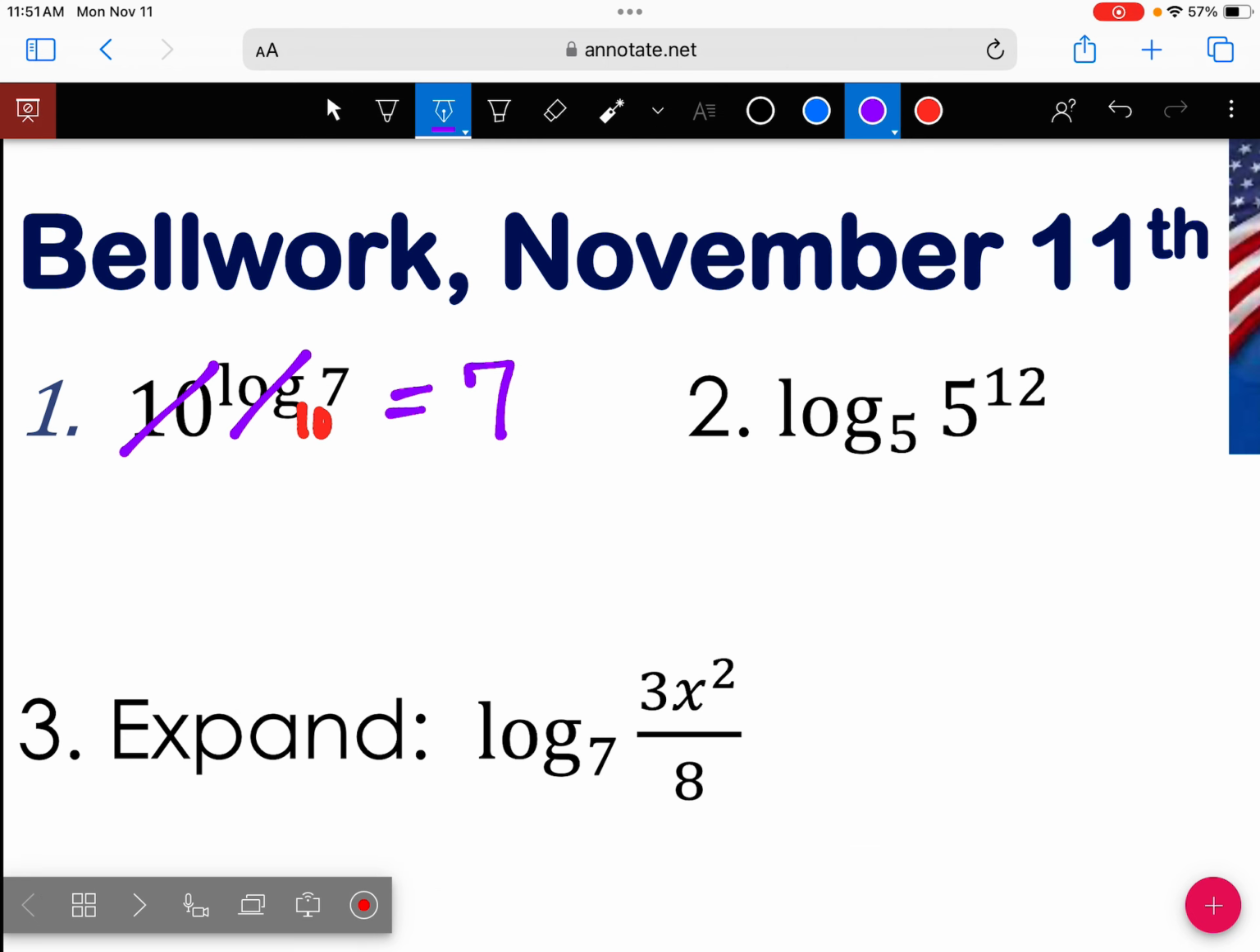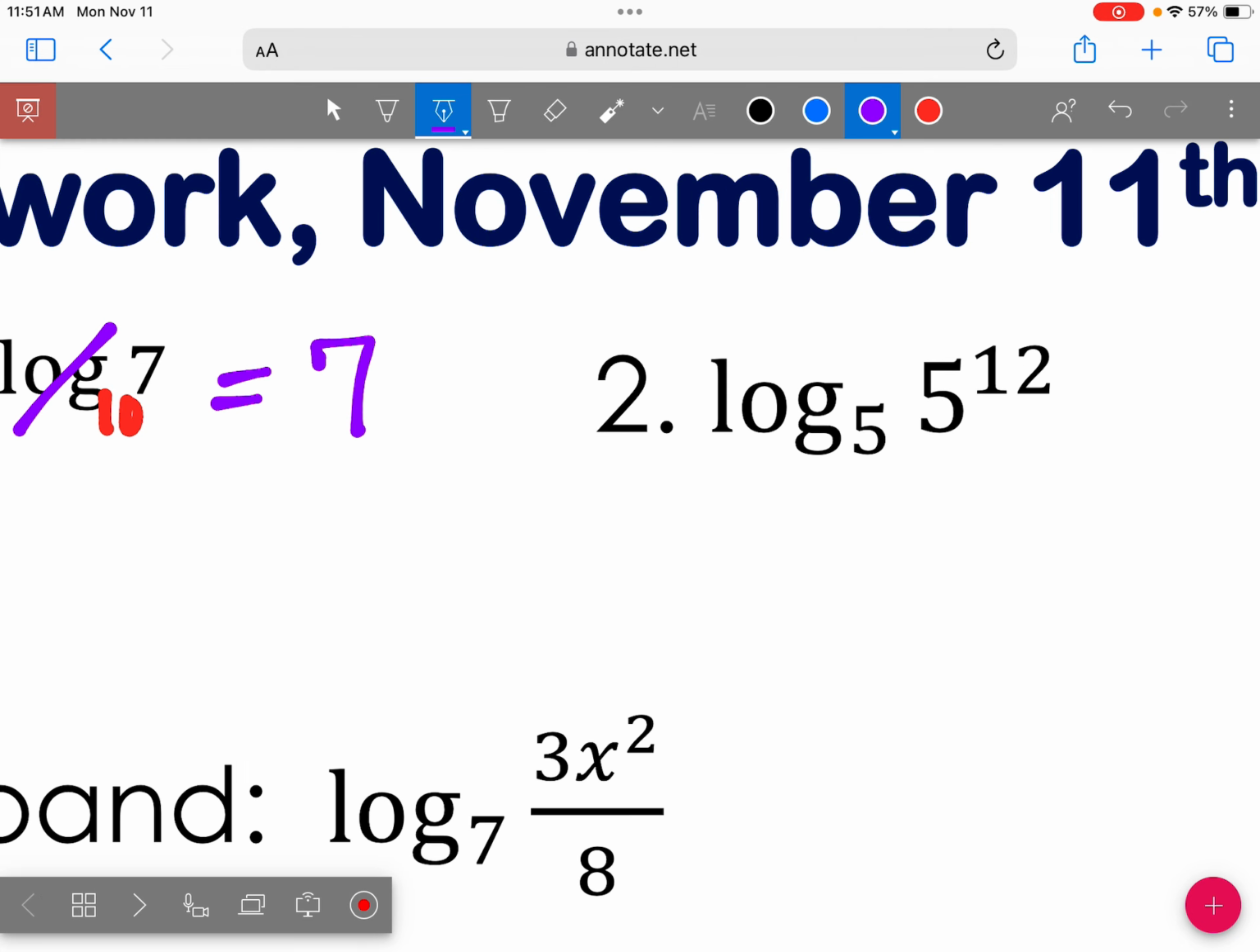For number 2, same thing. We have a base 5 and an exponent of 5. So what's going to happen to these two? So what do you think the answer is going to be? Not log 12, just 12. Yeah, because the log goes away and so does the 5.